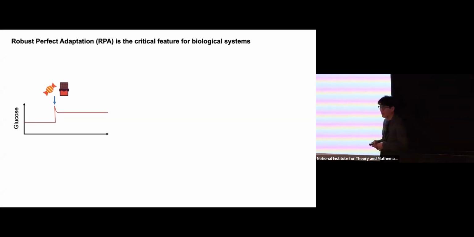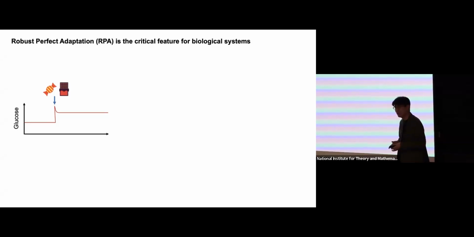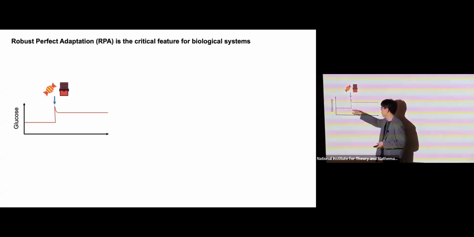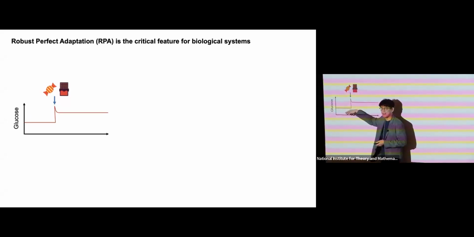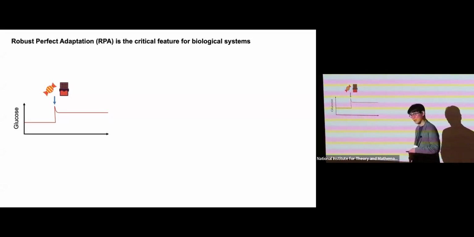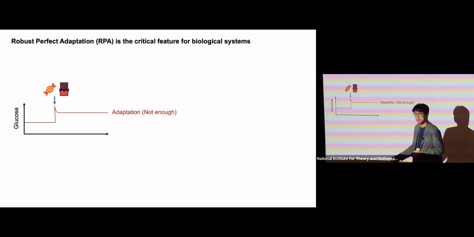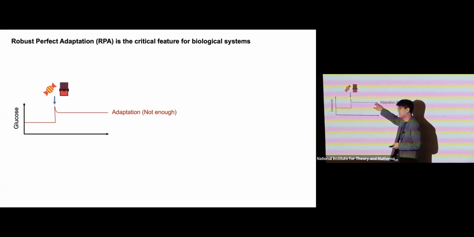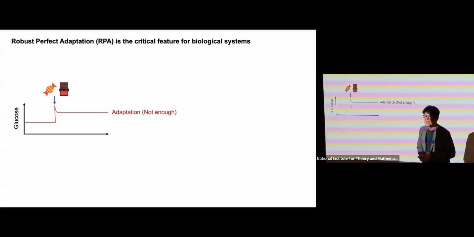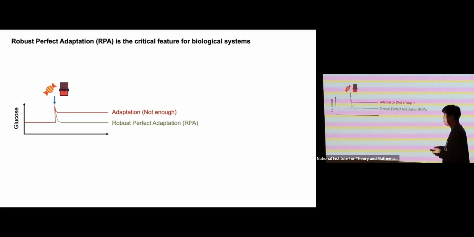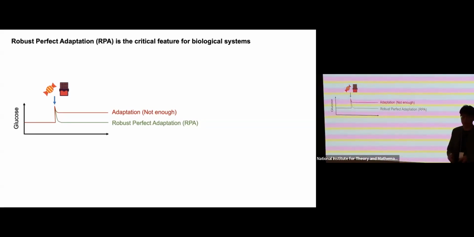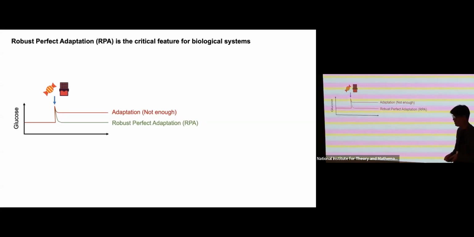So this morning we came to this place and we had some breakfast. Then some food gets into our body, then the glucose level will go up, of course. And then we need to adapt to reduce the glucose level. We call this adaptation, but this is not enough because the adapted level is not the same as the original level. Then we will die, basically. So we want the system to return to the original state before the perturbation. We call this robust perfect adaptation.